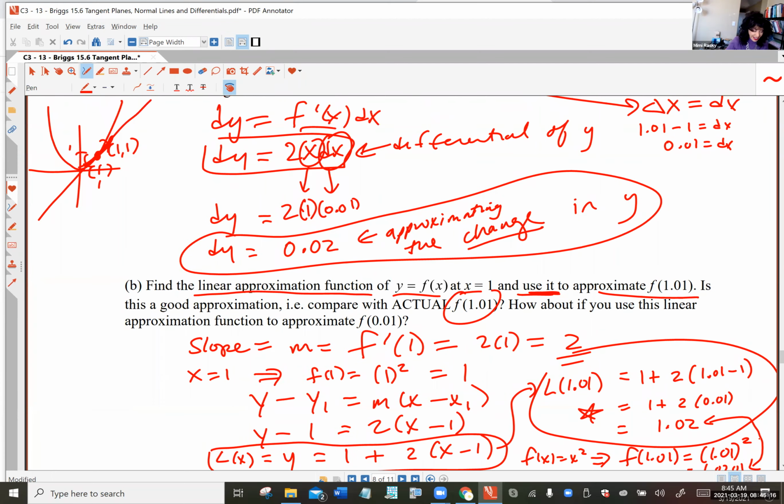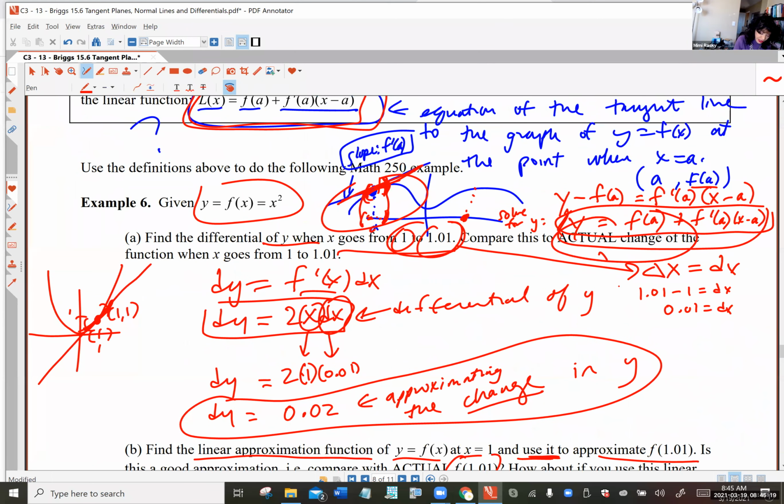Not bad, huh? I forgot to do the actual change up here. I forgot, sorry. The actual change of y, sorry about that, which is f evaluated at x plus delta x minus f of x. Sorry, I forgot that last part. So this is 1.01 squared minus 1 squared. And so if I do that, I get 1.0201 minus 1, which is 0.0201. So this is the actual change in the y coordinates.